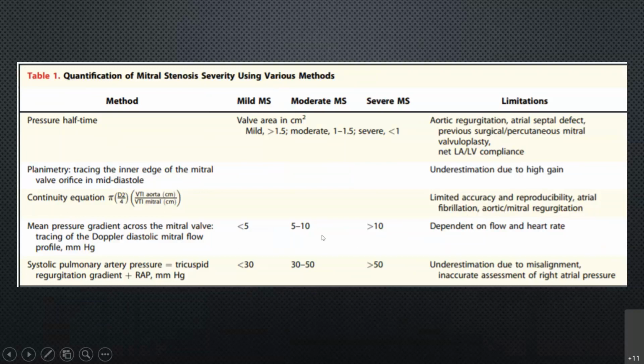And where do you become mild, moderate, and severe with these, right? And now there's very severe as well. I have it on the next slide. So as the gradients start increasing, 5 to 10 in the moderate range, more than 10 is in the severe range, and PA pressures are important. If there is exercise-induced PA pressure elevation to 50 or more, then it's a class 2A recommendation to do a mitral valvotomy for rheumatic patients.